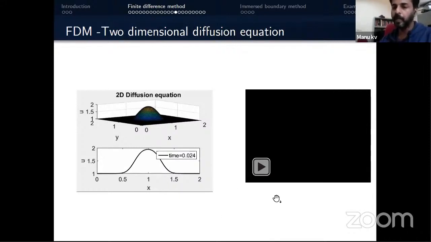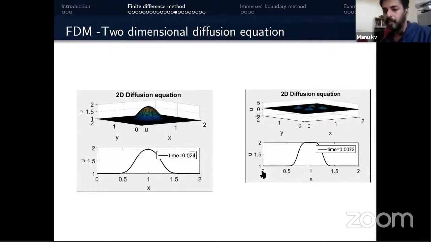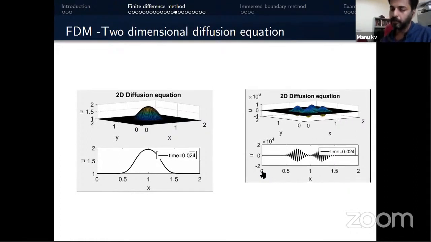Suppose we are going into the unstable values. Suppose we are moving faster, then the code will blow. So for large values of delta t, or if we are moving fast, the code will blow and we will not get a solution. It all depends upon the stability criteria.